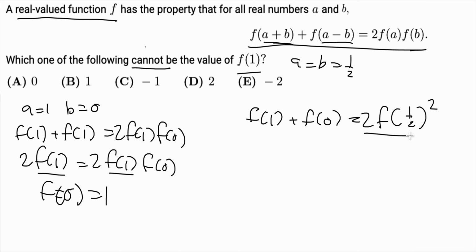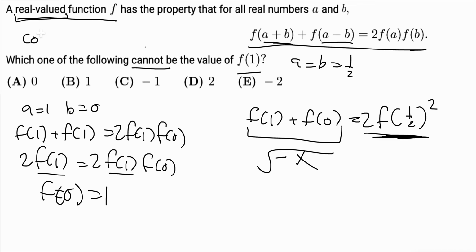And so now we know that this side is something squared. That's the real key here, because if this is something squared, that means this must be positive, or it could be 0, but it cannot be negative. Because if this was negative, say negative x, then f of 1 half would be an imaginary number because we'd have to take the square root of that, and you can't have imaginary numbers because it's a real valued function, not complex. We can't have complex numbers.